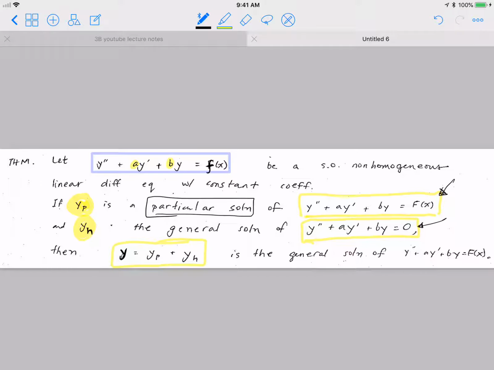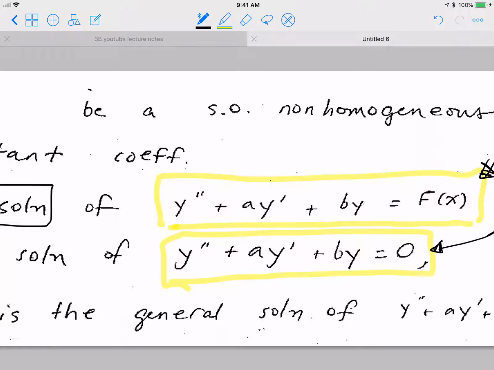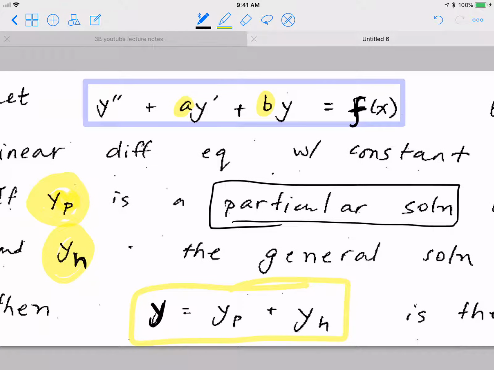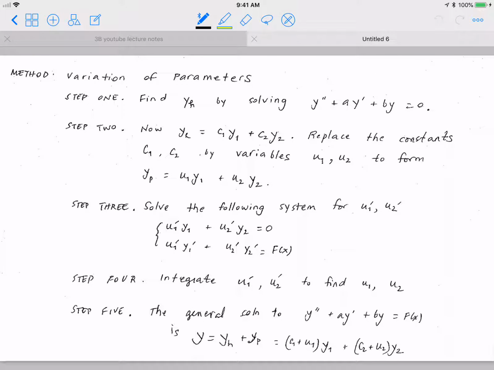We know that we can always find yh because we know that there are only three different scenarios. We know how to solve this homogeneous equation because you form your auxiliary equation. So it'd be r squared plus ar plus b equals 0. And then you solve for r, r1 and r2. And then based on r1 and r2, you can figure out the general solution, right? So we'll always be able to find yh. The key is finding yp.